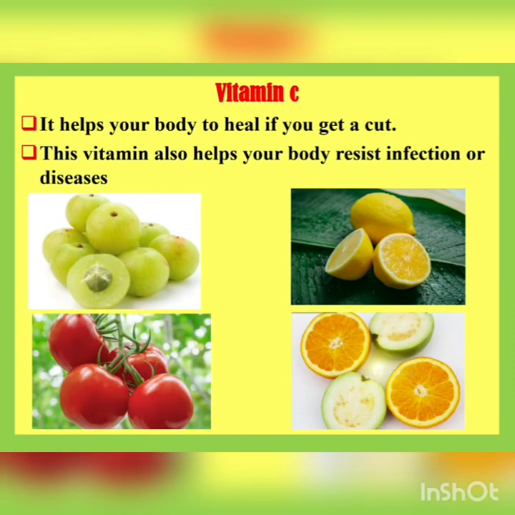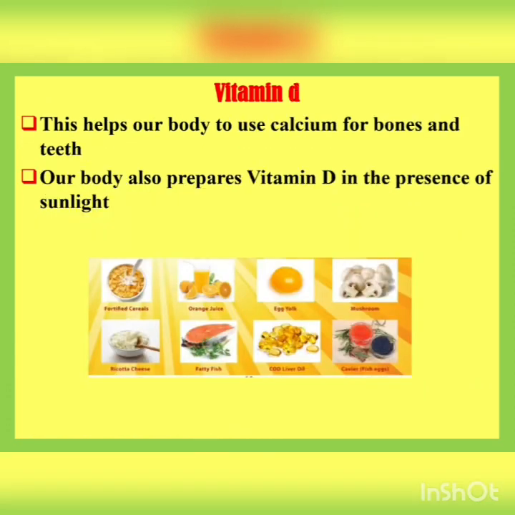Next is vitamin C. The sources of vitamin C include orange, lemon, amla and tomato. This vitamin helps your body resist infections or diseases, that is, it fights against diseases, and also helps our body heal if you get cut. Okay, next is vitamin D.